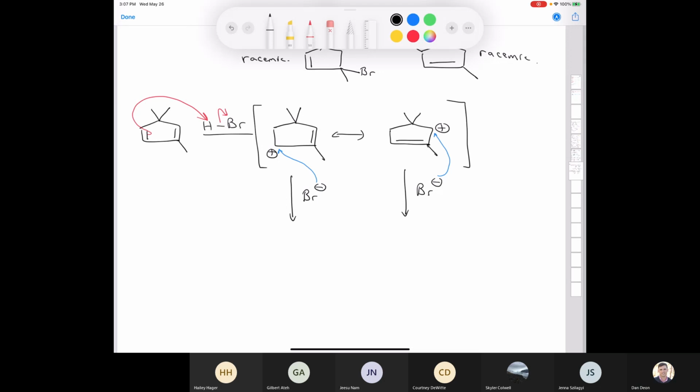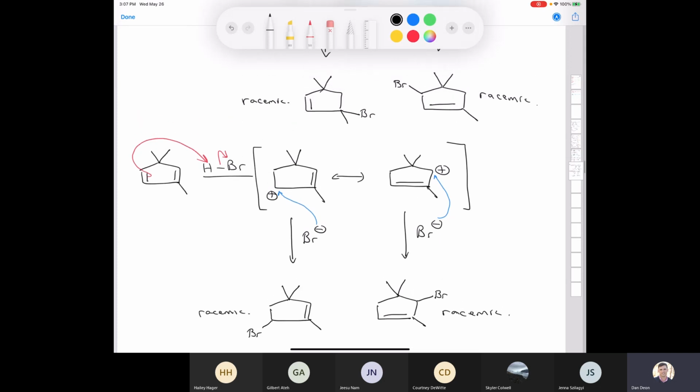I'm going to make this guy, double bond here, the bromine here. Again, where the bromine attacked, it's a stereocenter, so this is going to be racemic. And where the bromine attacked here, I'm also going to form another chiral center right here. And this is also going to be racemic. And so we ended up with a total of 4 compounds.